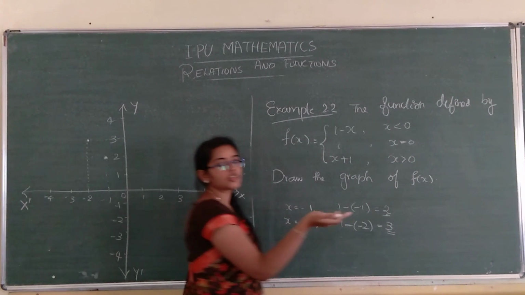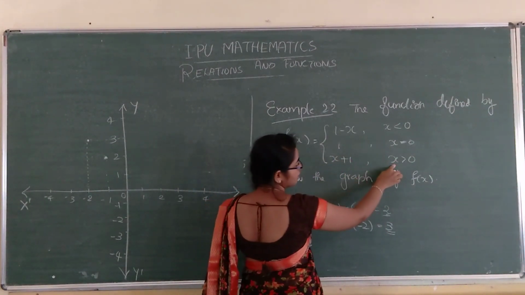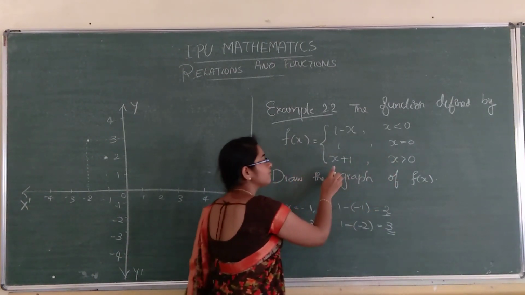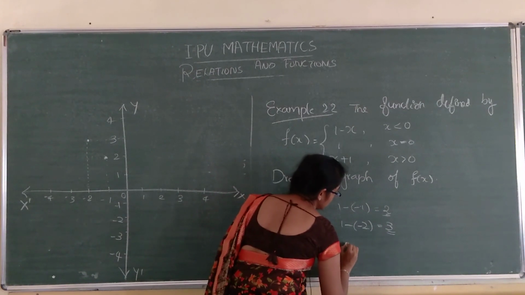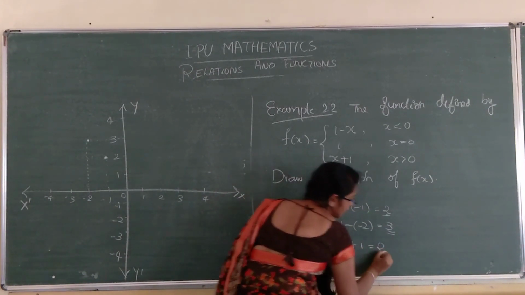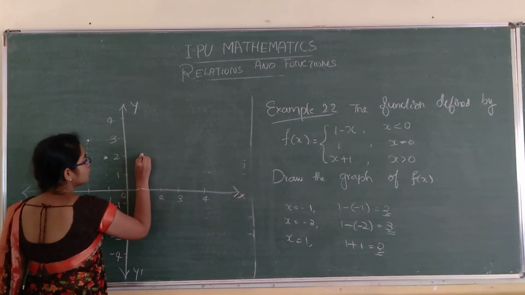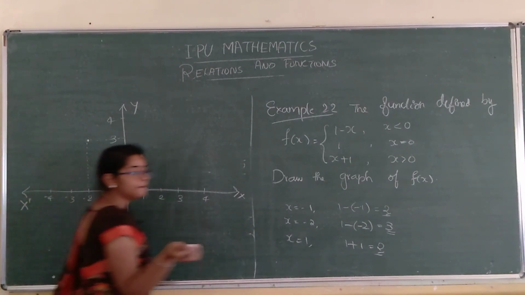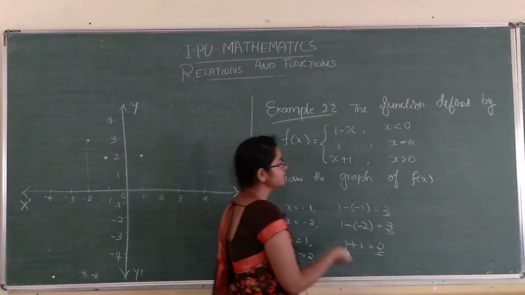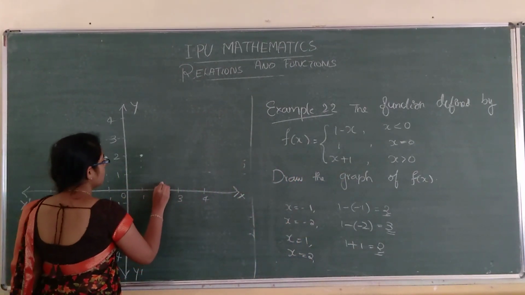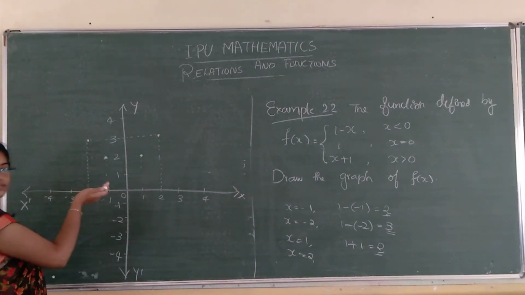Now on the positive side, what happens? If x is equal to 1, then x is clearly greater than 0, so the value of f of x is x plus 1. That is 1 plus 1, that is 2. So for 1 also, the value is 2. Now if x is equal to 2, then 2 plus 1, that is 3. 3 is the value of y. Like this we get.